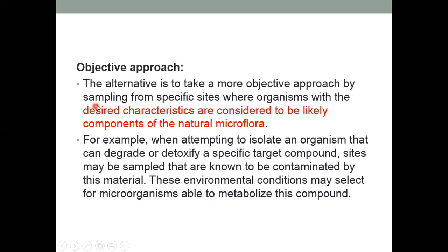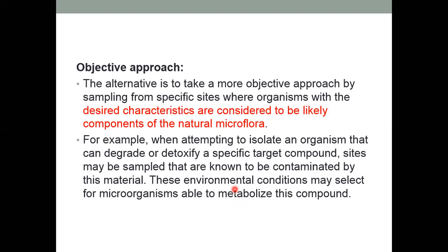So you go for sampling from specific sites where microorganisms with the desired characteristic are considered to be likely components of the natural microflora. And how come? Let's just say that you want any microorganism that is actually clearing out the oil and the petroleum, a hydrocarbon degrading microorganism, right? So from where are you going to isolate such kind of microorganism? Of course, you are going to isolate the microorganism from areas which have been exposed to oil spillage.